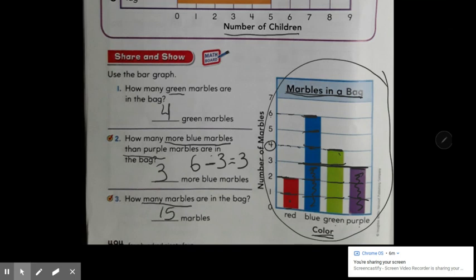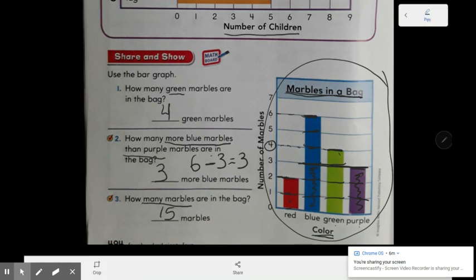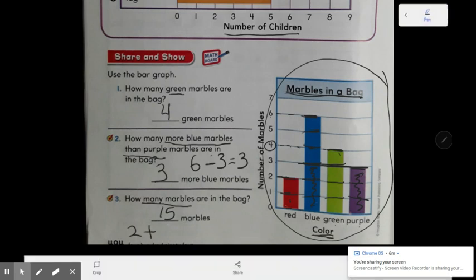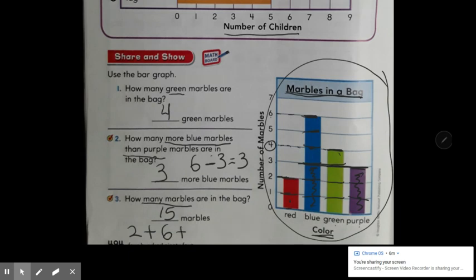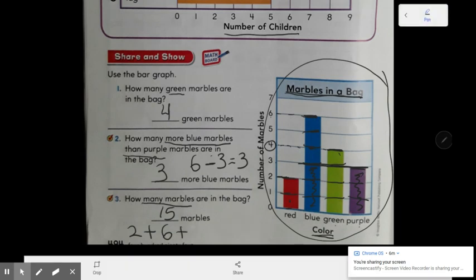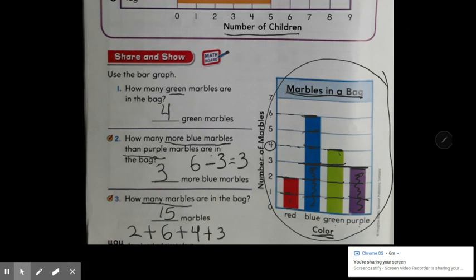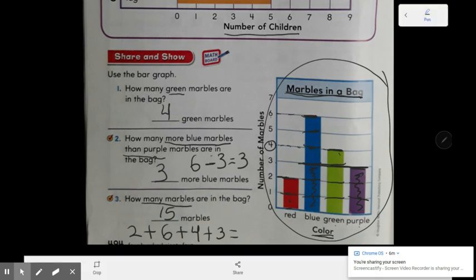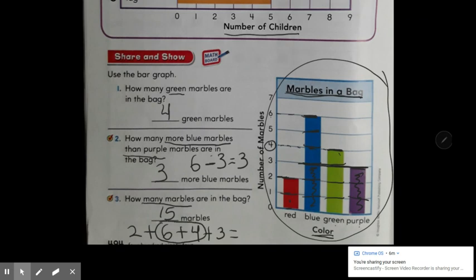Now there's another way by doing a number sentence. When you do a number sentence, you say, okay, I have 2 red, so I'm going to put 2 plus, I have 6 blue, so I'm going to go 6 plus, I have 4 green, and then I have plus 3 purples. That's basically what you're doing. You're adding those. Now, this will be too much to add. So we have learned how we can make a 10. And if I add 6 plus 4, those will make a 10.